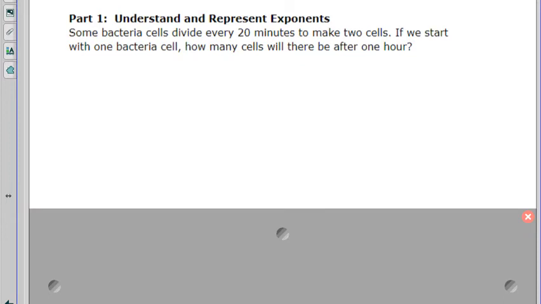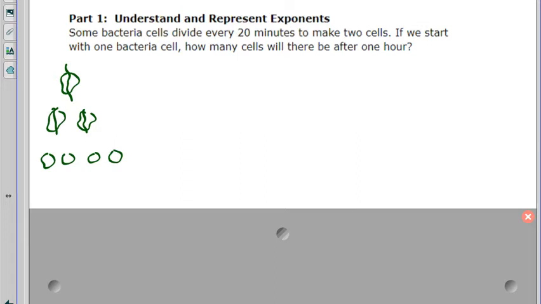All right, so here's a practical application of exponents. We have bacteria cells, and they often reproduce by just dividing. So you have one little bacteria here, and it splits in half, and you end up with 2 bacteria. And then they split in half, and you end up with 4 bacteria, and so on and so forth. So if we have a bacteria cell that divides every 20 minutes to make 2 new cells, we want to know what we end up with after an hour. We're starting with 1 cell.